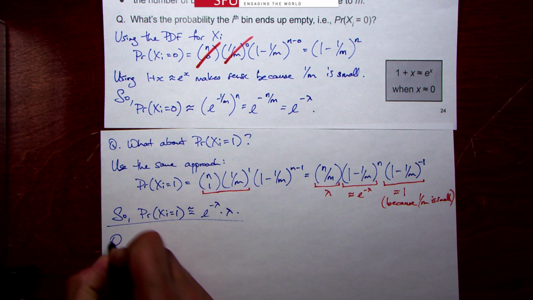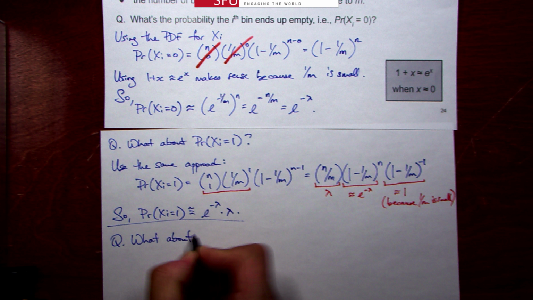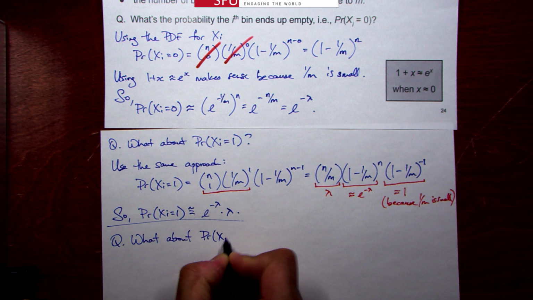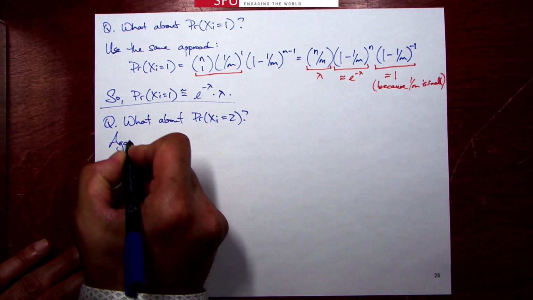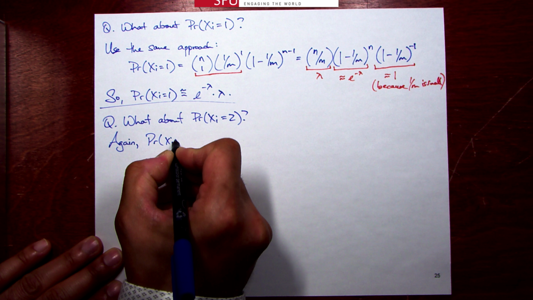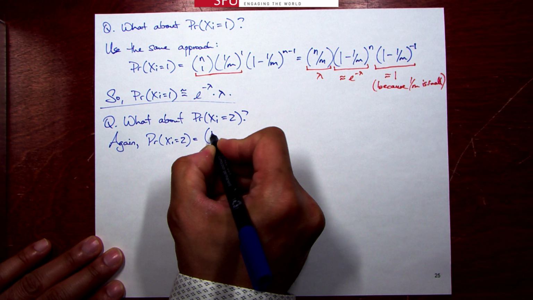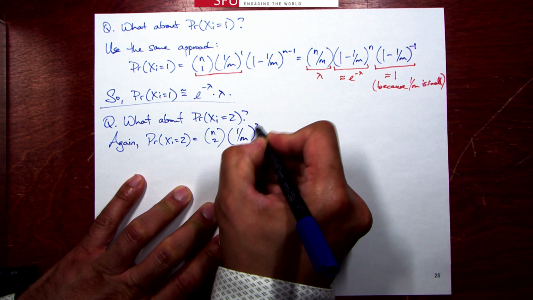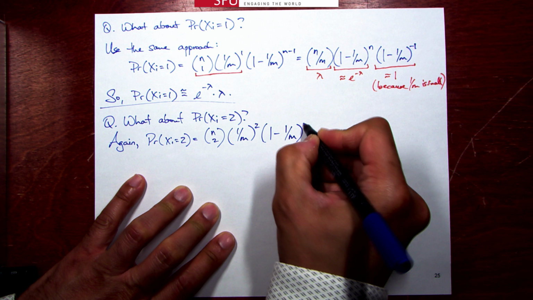So what about the probability that x of i is equal to 2? Again, we're going to do the same sort of thing. We're going to sub in 2 for r this time. So n choose 2, 1 over m squared, 1 minus 1 over m to the n minus 2.